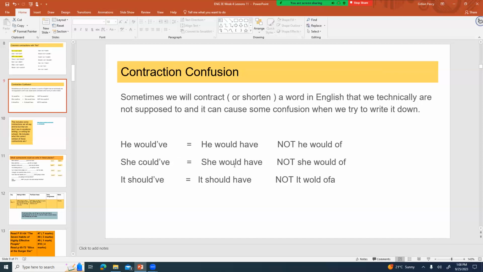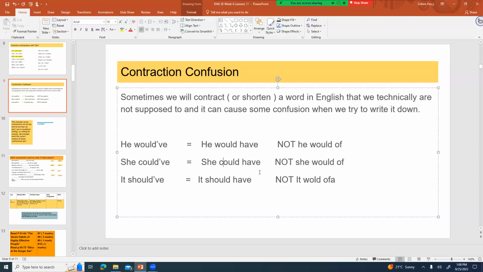She could have means, oh, sorry, this should say a C, not a W. Could have, not she could have. It should have, not it would have. Okay. The thing is, when we're saying that have, the little v, it sounds like of, but it's not. It's the short form for have.